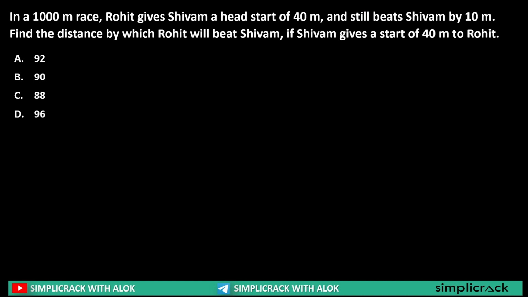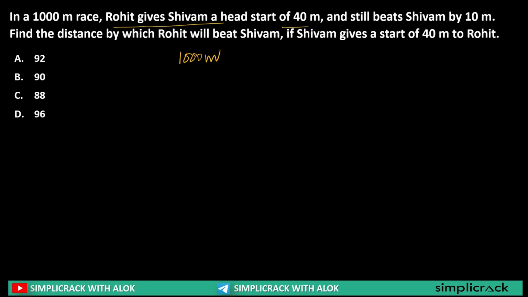In a 100-meter race, see, this is a race question. I will be giving you a complete lecture on circular and linear races, but try to understand this as simply as possible. The race was 100-meter. Fine. Rohit gives Shivam a head start of 40-meter.